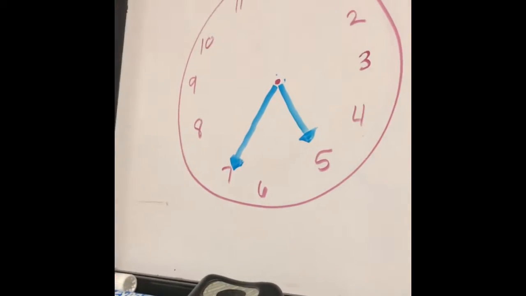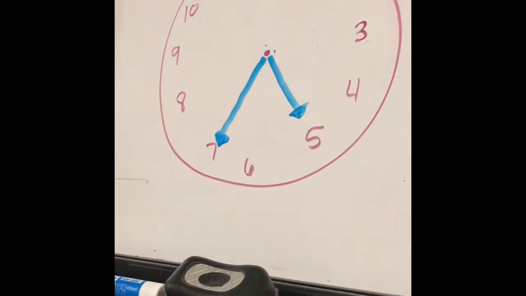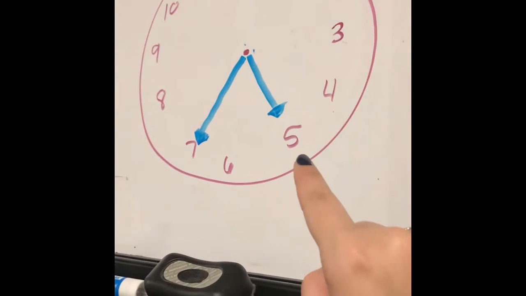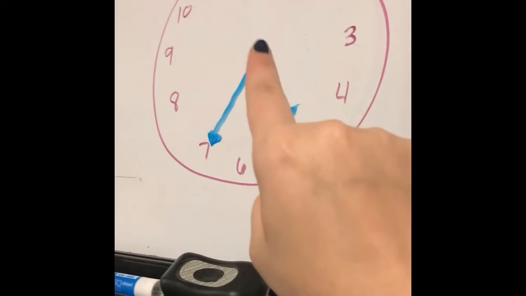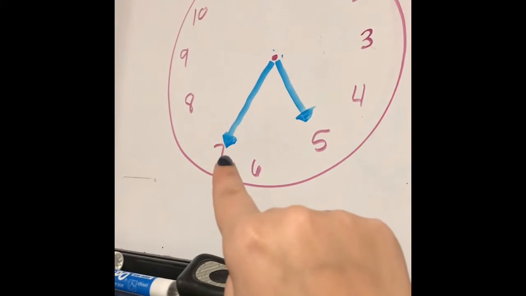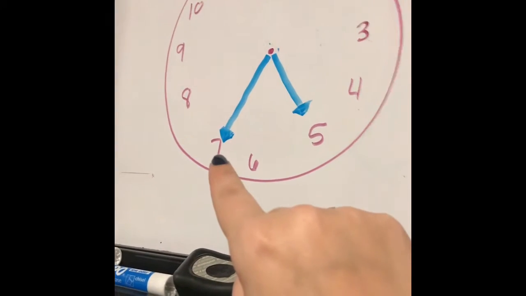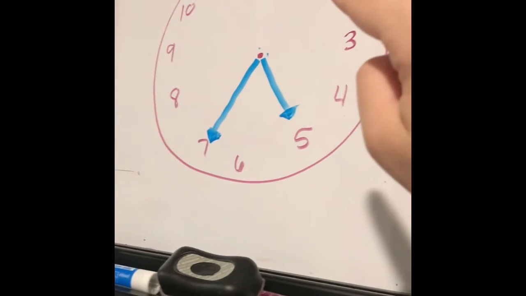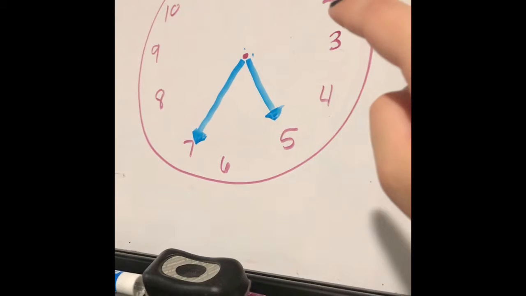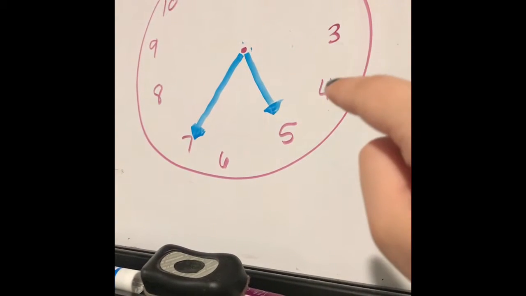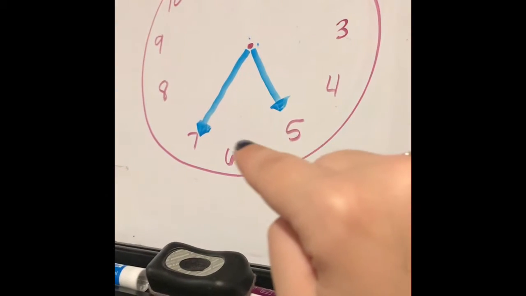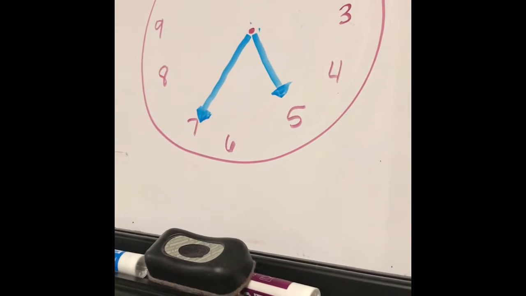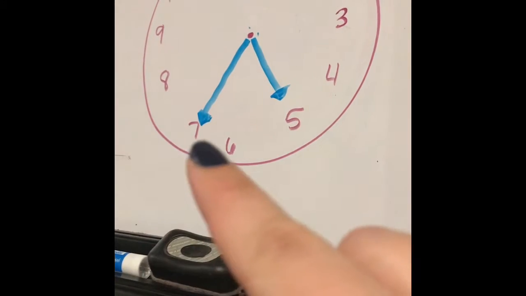Let's use what we've learned to practice telling time together. Looking at this clock, we can see our shorter hour hand is pointing at 5, and our longer minute hand is pointing at 7. So let's count the minutes together to figure out what time it is. 5, 10, 15, 20, 25, 30, 35. Looking at this clock, we can tell that it's 5:35.